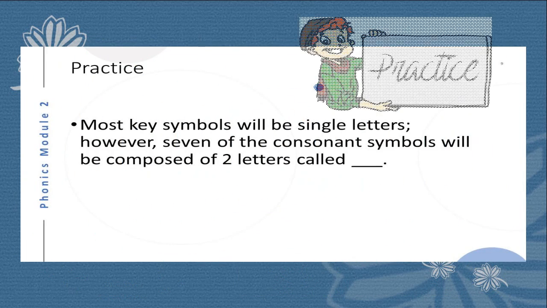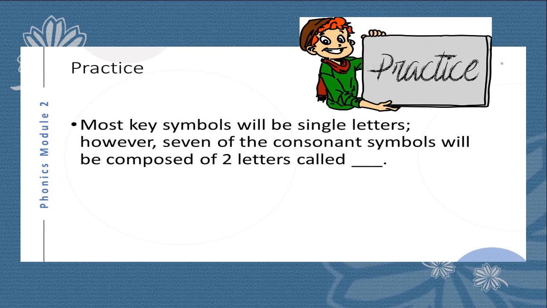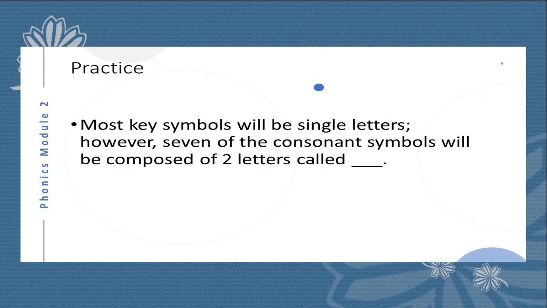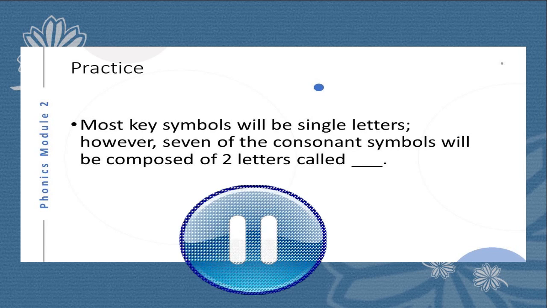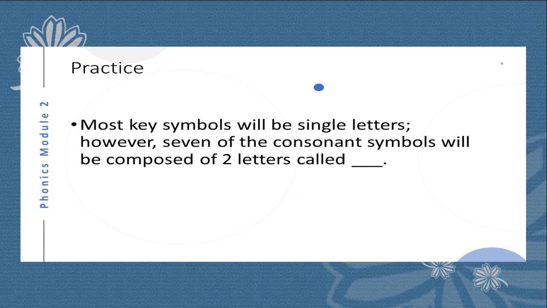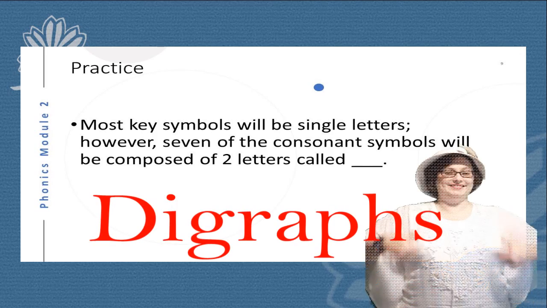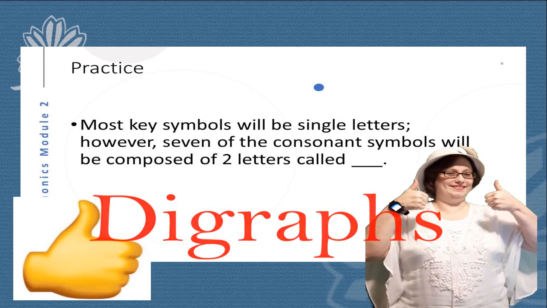For this question, you will need to draw upon what you have learned in the first module with what you have learned in this module. Most key symbols will be single letters. However, 7 of the consonant symbols will be composed of 2 letters called digraphs. The answer is digraphs. Give yourselves a thumbs up if you got it correct.